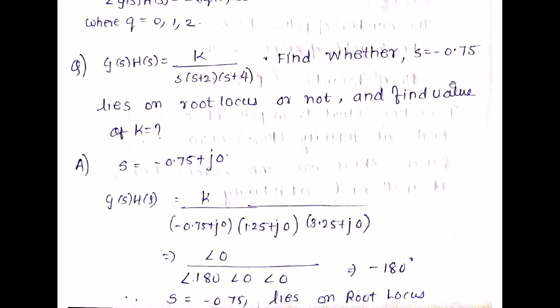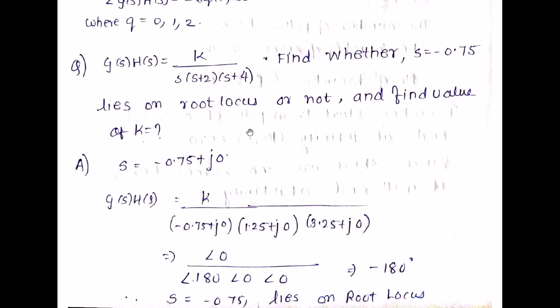So a particular point S was given to me. I am substituting that point of S over here and trying to find out the angle. Now the angle satisfies the odd multiple of 180 degree criteria, that is minus 180 degree, and hence I can say this particular point exists on root locus.